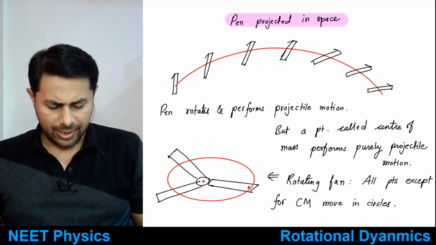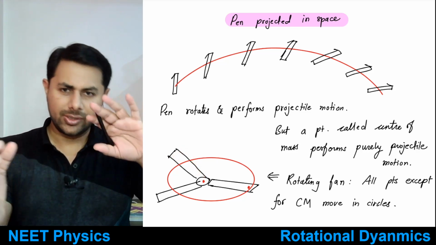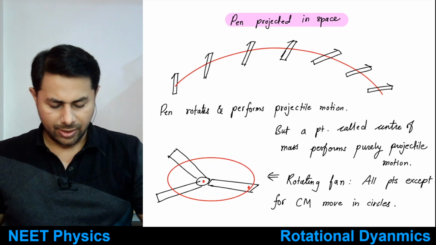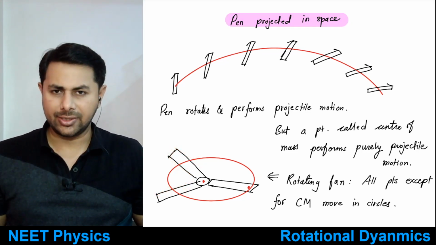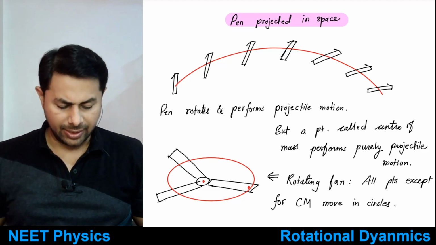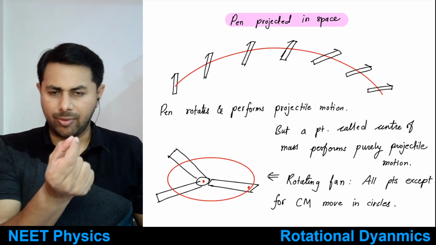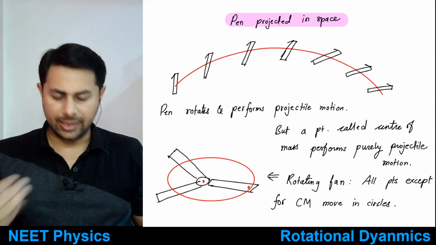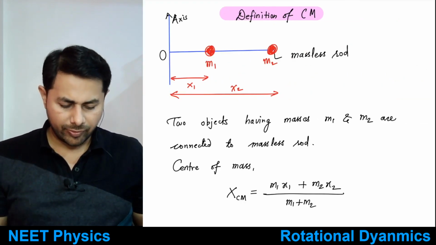And suppose this is a fan which rotates. These are the blades of the fan. So different points will move with different velocities and they perform circular motion, right? But there is only one point of the fan that will perform purely rotational motion, and that is the center of mass. So now what is center of mass?